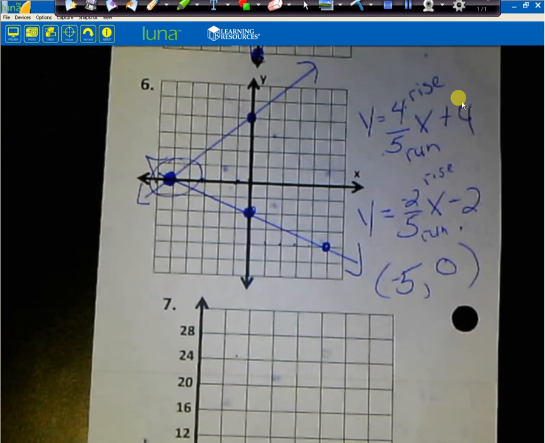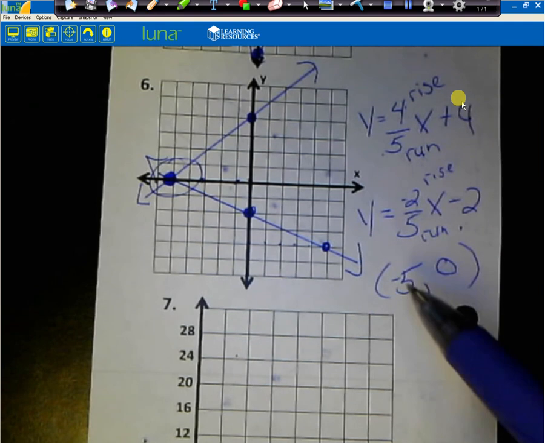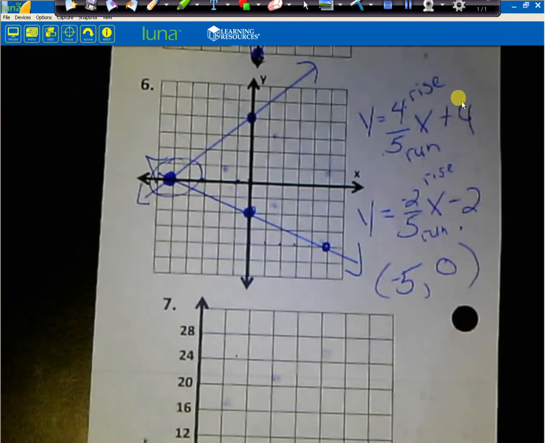We're going to go back and check that point into both of our original equations. So I'm going to move back to my notebook paper. Please make sure that you have both of these lines graphed and the point -5, 0 written down before you move on.